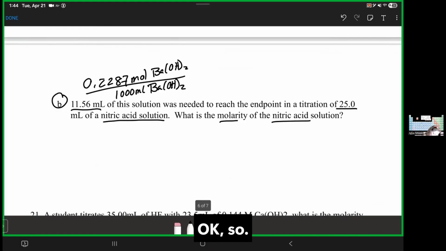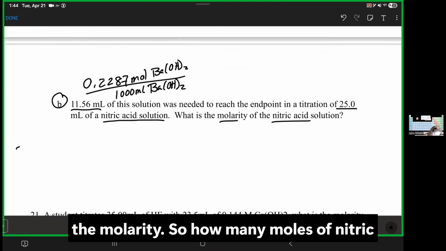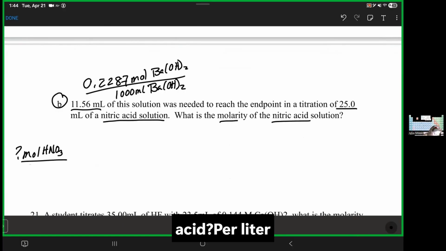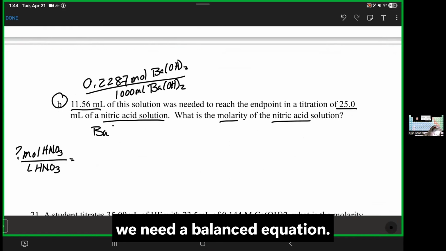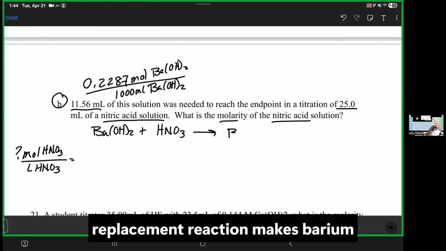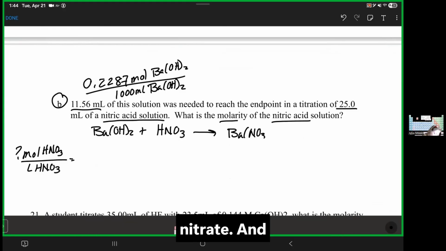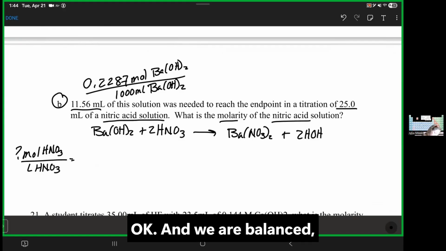Okay, so nitric acid solution. So we want to know the molarity. So how many moles of nitric acid per liter of nitric acid? And because they told us a reaction happened, we need a balanced equation. So barium hydroxide with nitric acid. Double replacement reaction makes barium nitrate and water. Okay, and we are balanced.